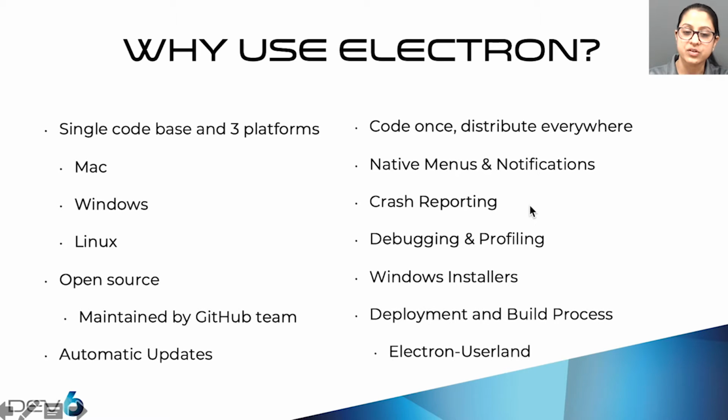So why use Electron? As I told earlier, we have some important reasons to pick up Electron as the framework. One of the most powerful reasons is it has a single code base, and it's going to support three platforms, which are Mac, Windows, and Linux. And it's open source, maintained by the GitHub team. And we have an automatic update mechanism here. So you can actually host your updates. There are many ways to do that, and it's very easy to set up. It's not that difficult. And as we talked earlier, code once, distribute everywhere.